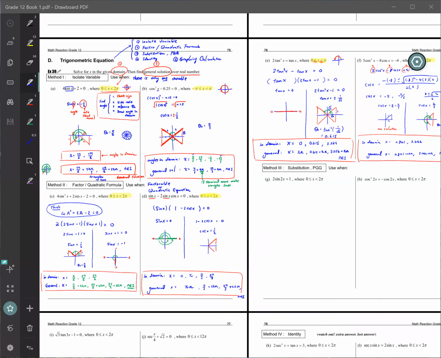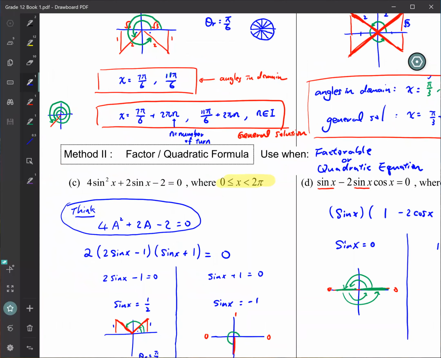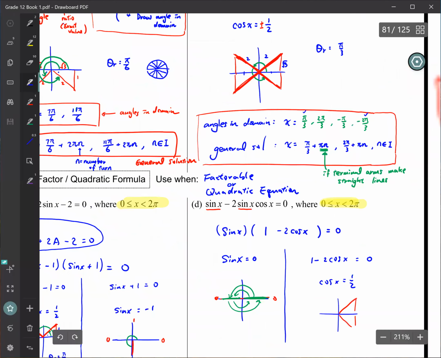Anybody? Question G and H, how is it very different from everything else we've done? They have a 2 before the x. Yes, very good. Okay, there's a coefficient, right? There's a number before the variable. Everything else is just x, sine x, cosine x. There's no number in between.